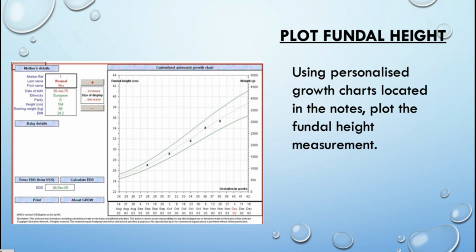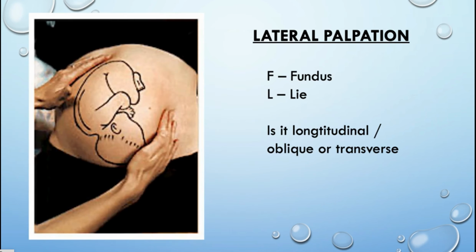Okay, so now we know where the fundus is and we've measured the fundal height. We're now going to move on. The next part of the palpation is looking for the lie. So for this, we do a lateral palpation. During the lateral palpation, we use 2 hands. You take the left hand and hold the abdomen steady whilst moving the right hand down the length of the abdomen.